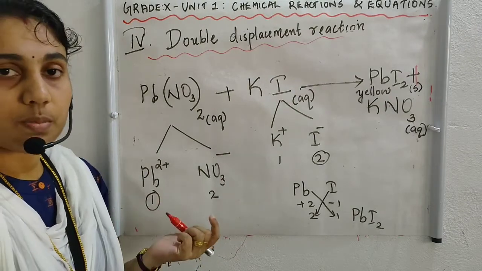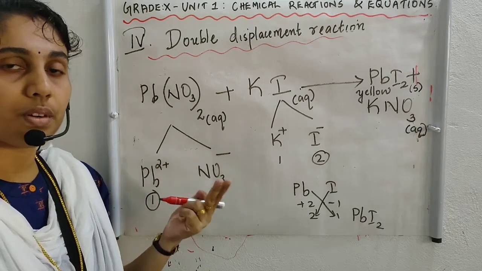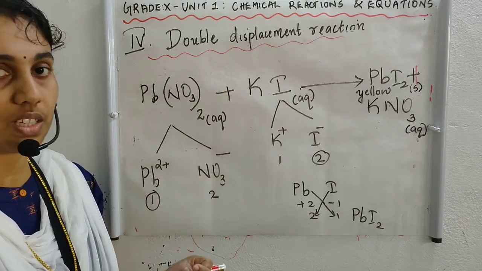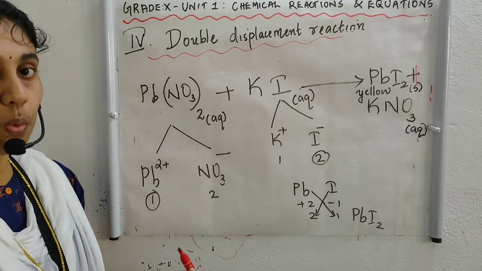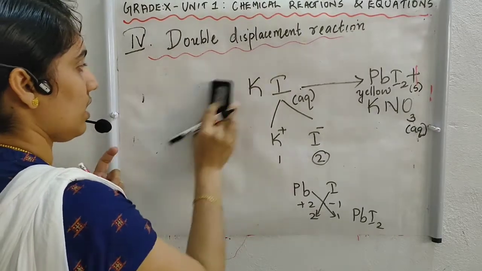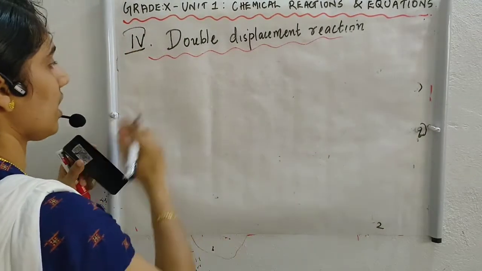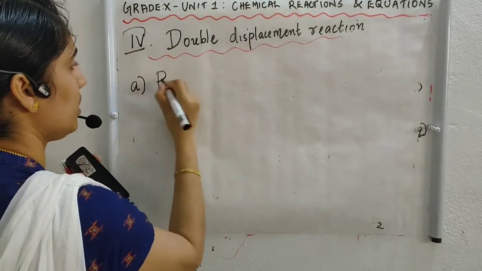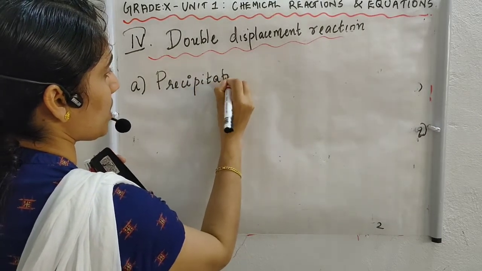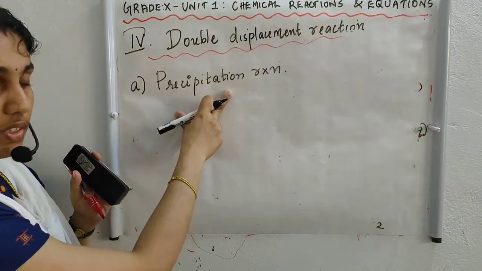Double displacement reactions are of several categories, but two important types are there. One is precipitation reaction and another is neutralization reaction. So two classes of double displacement reaction. First one, precipitation reaction. So what do I mean by precipitation reaction?